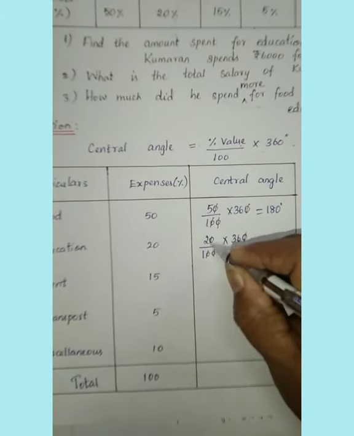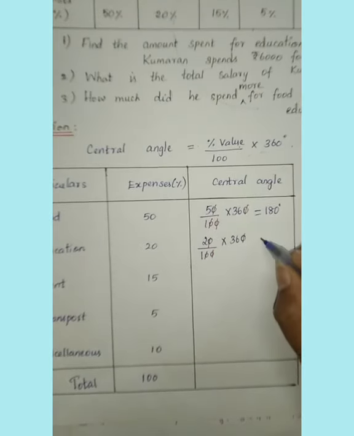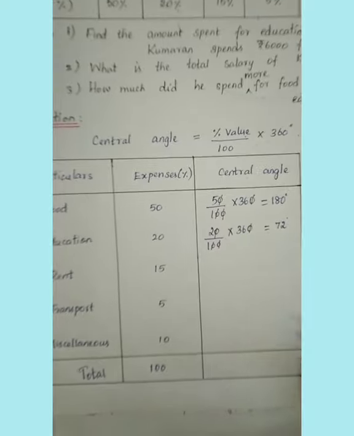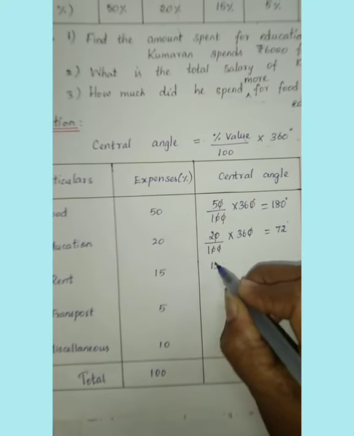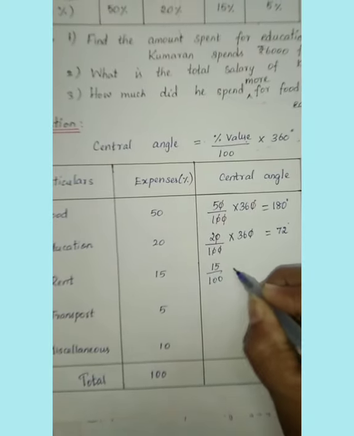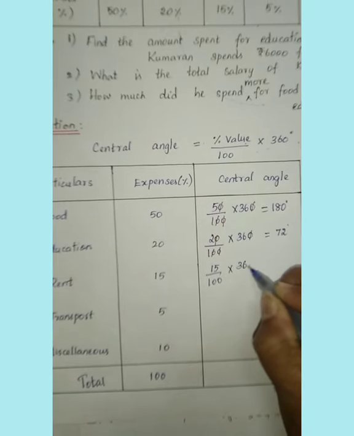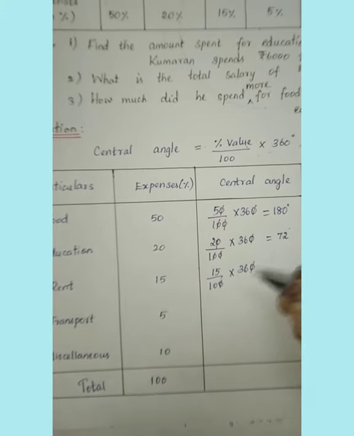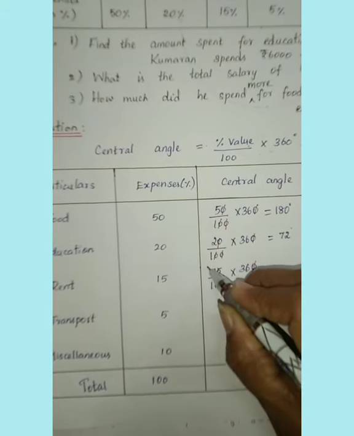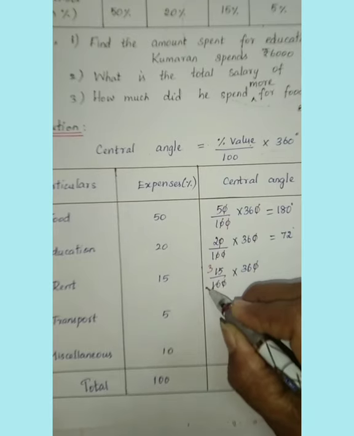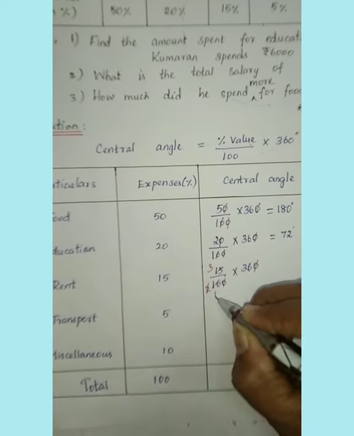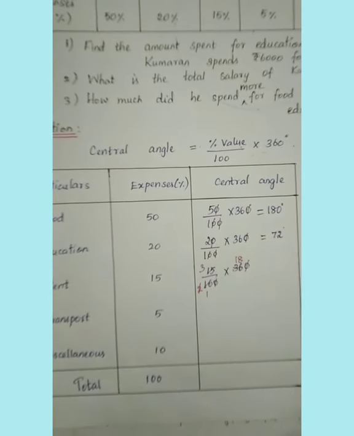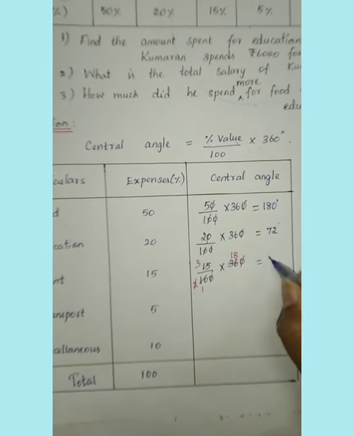Cancel zeros. 36 twos are 72. Then the third value 15 by 100 into 360. So we can cancel 0. Then 3 fives are 15, 2 fives are 10. Then again 2 ones are 2, 18 twos are 36. So 18 threes are 54 degree.